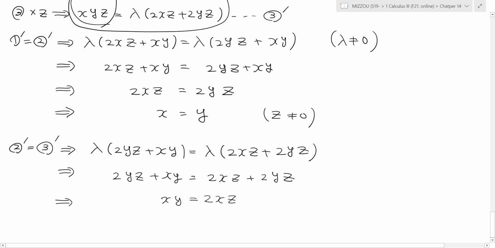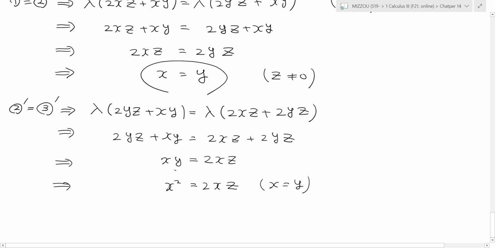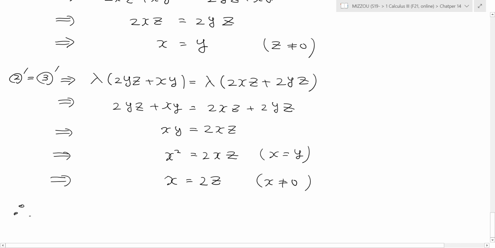And then now we already know that x is equal to y. So therefore, this is written as x squared is equal to 2xz, since x is equal to y. So I just plugged in y for x. And then by dividing both sides by x, you get x equals 2z, because x is not 0. All right. So therefore, what do we get so far? We get x is equal to y. And at the same time, x, which is the same as y, is equal to 2z. So x is equal to y is equal to 2z.